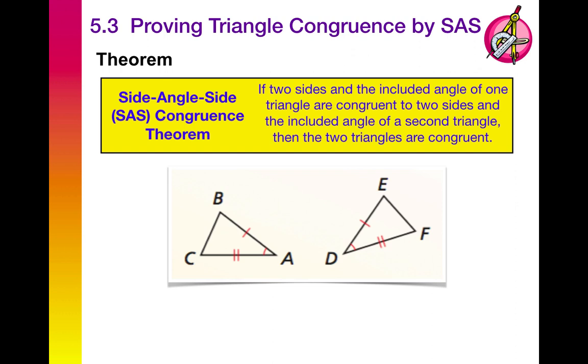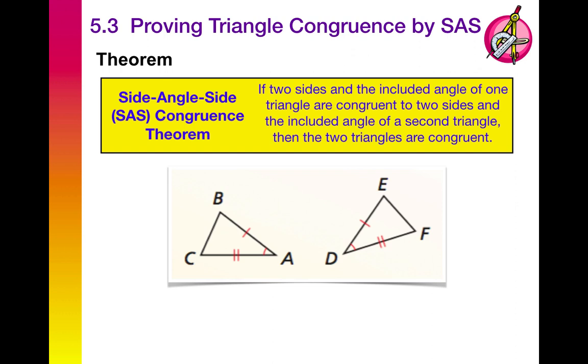Up until now, the only way that we could show that two polygons, even triangles, are congruent is we have to show all corresponding sides are congruent, all corresponding angles are congruent. But we can shorten this by just looking for a side angle side.